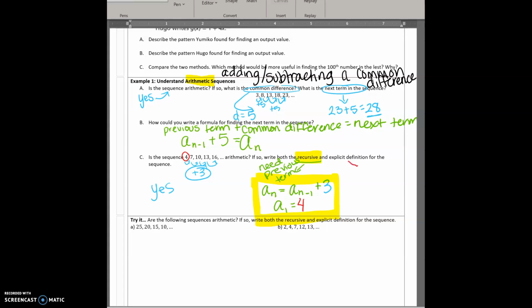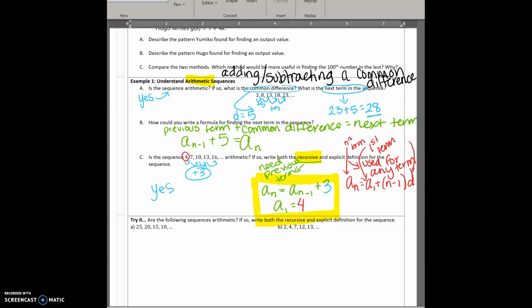Now it says to write an explicit. And so what is an explicit definition? That is used to find any term. So you don't need the previous one. You can find it using any term number. So the general form is a sub n equals the first term plus n minus 1 times the common difference. So again, this is a sub n, which is the nth term. This right here is the first term. This n would be the number, the term you're looking for, and then the d is still the common difference.